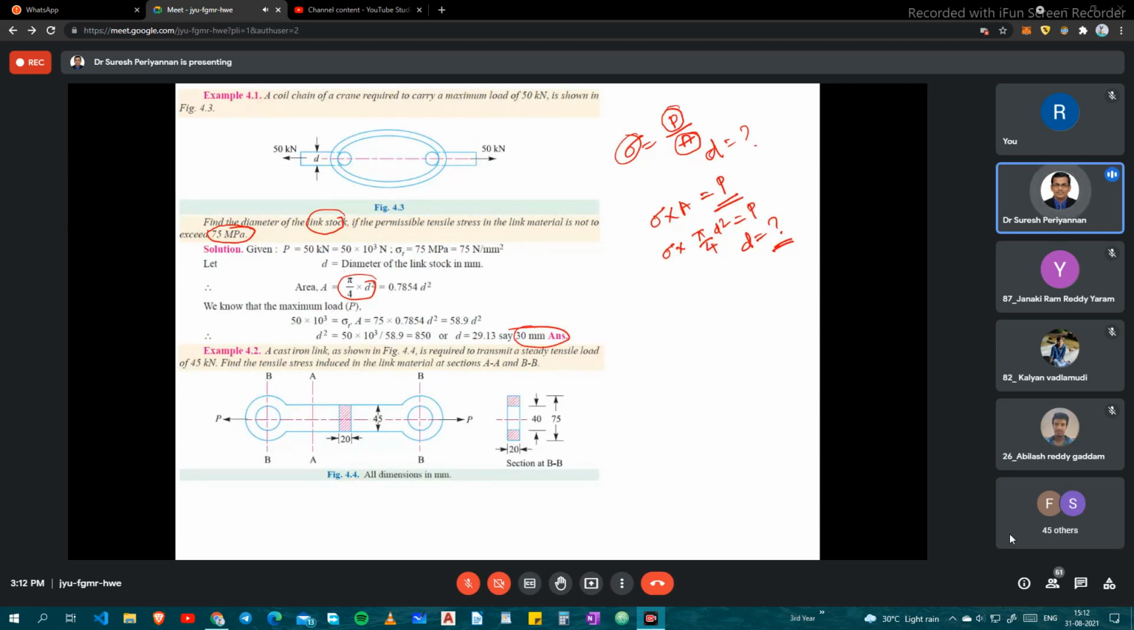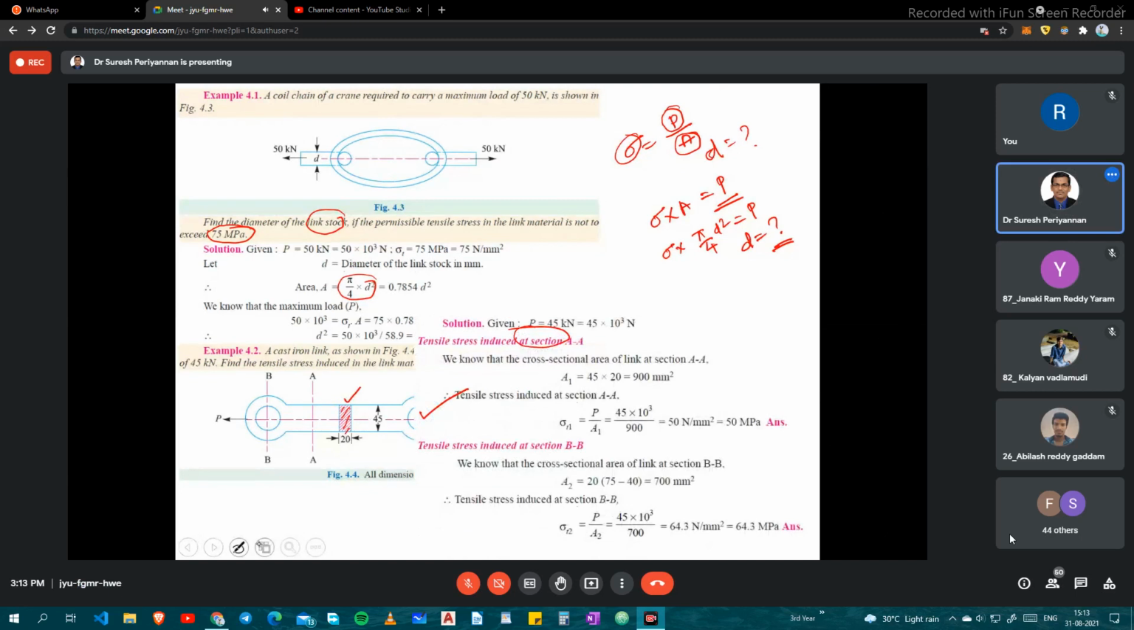Then second problem, a cast iron link as shown in the figure. It is required to transmit a steady tensile load of about 45 kilonewton. Find the tensile stress induced in the link material as shown in the design. See here the particular region of interest. We have to find the tensile stress acting in this region. That's our intention now. This is also a similar problem, very simple.